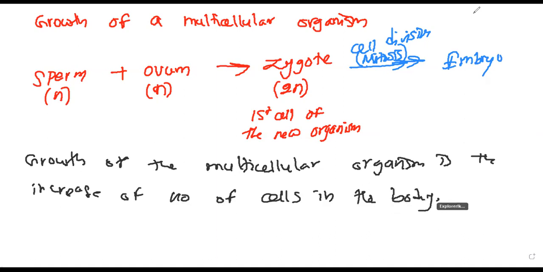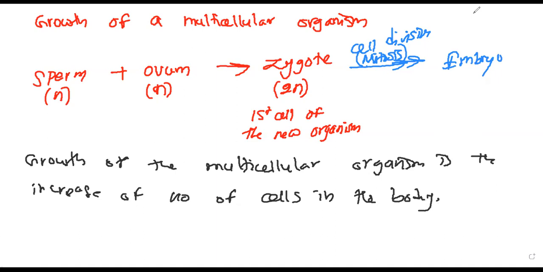So what do you mean by growth of the multicellular organism? Growth of the multicellular organism is increase in the number of cells in the body, right? That's what simply it is. Increase in the number of the cells of the body is called the growth of the multicellular organism, right?